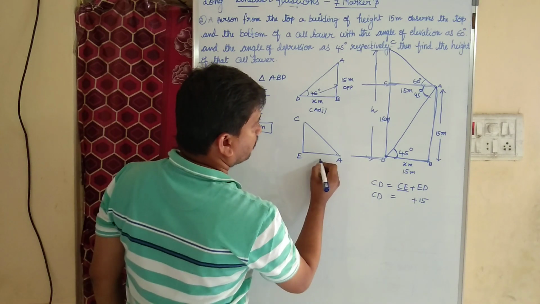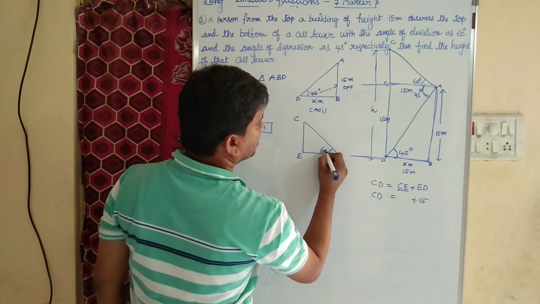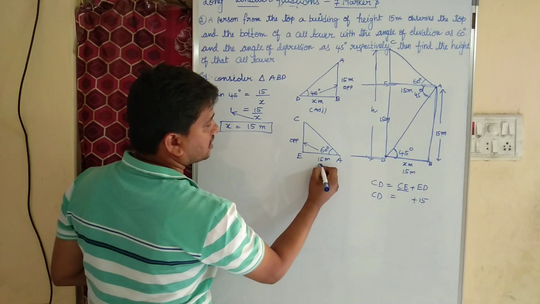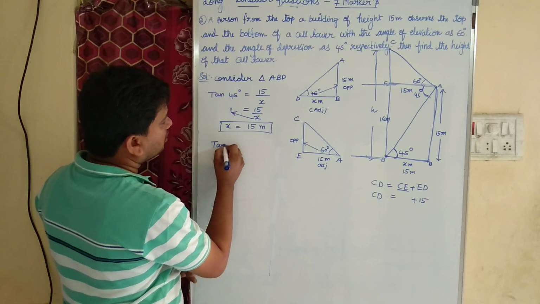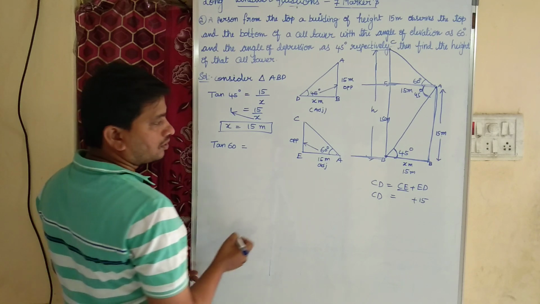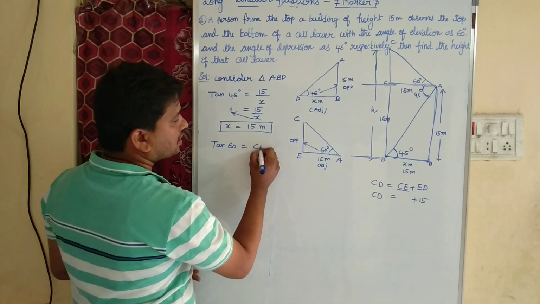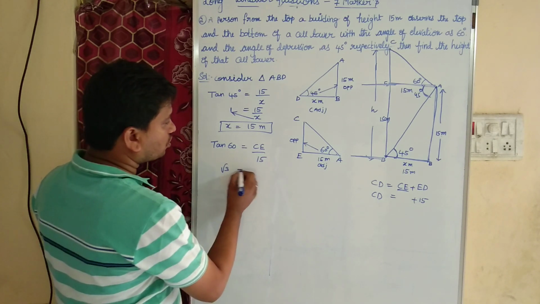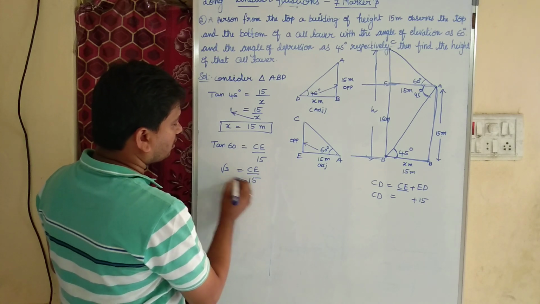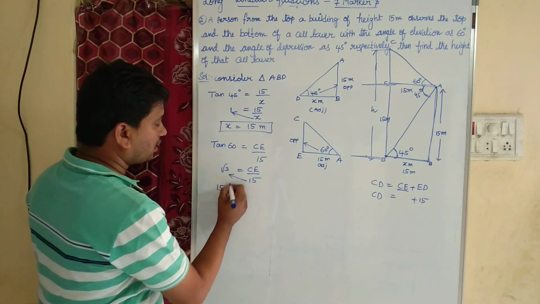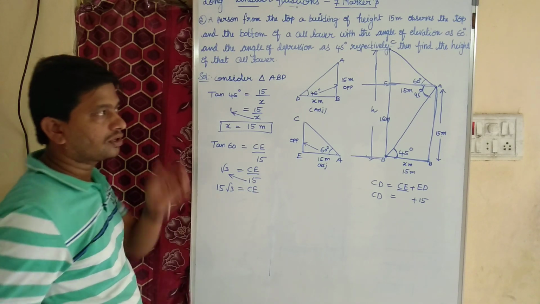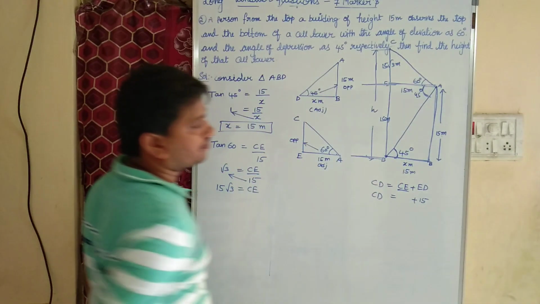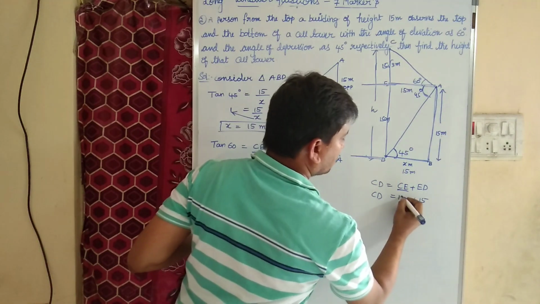Here, the base we got is 15, the angle of elevation is 60 degrees, then this side will be the opposite side and this is our adjacent side. Again, I have to use which ratio? Tan ratio. Tan 60 equals opposite CE and adjacent side 15. Tan 60 is root 3, so root 3 equals CE by 15. Cross multiplication: 15 root 3 equals CE. What is CE, children? CE is 15 root 3 meters.